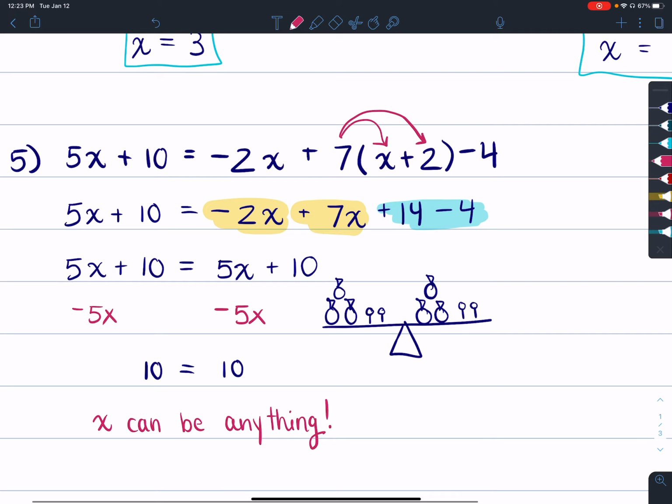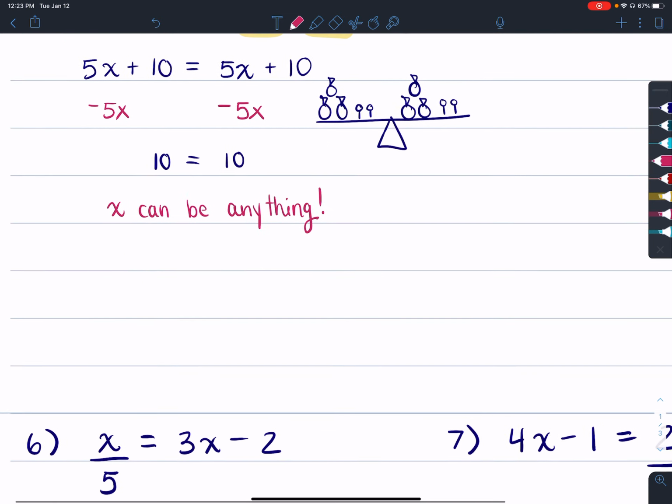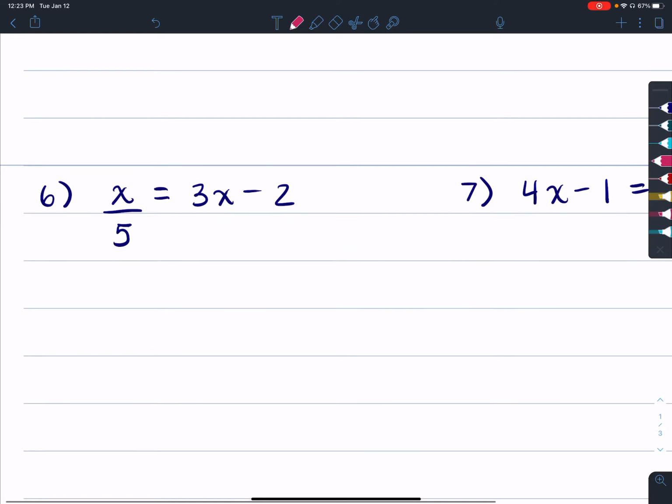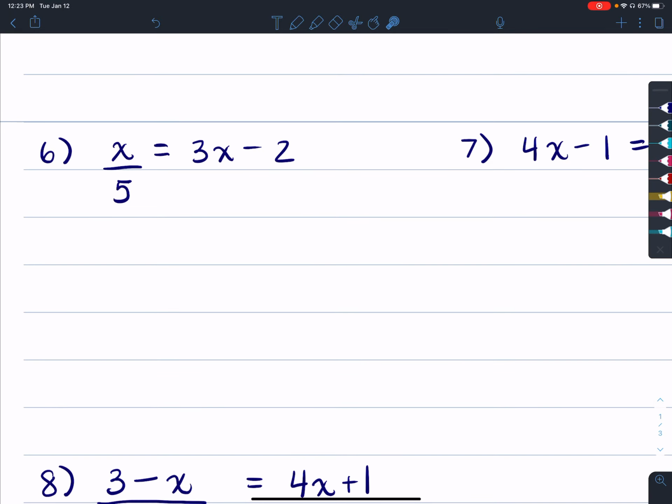That's a really interesting example. Okay, moving on to number 6. So here we again have x's on both sides of the equality. So we are going to want to move those x's over.